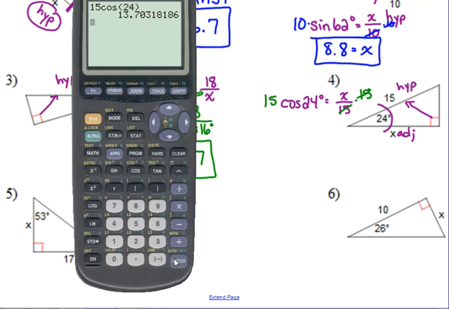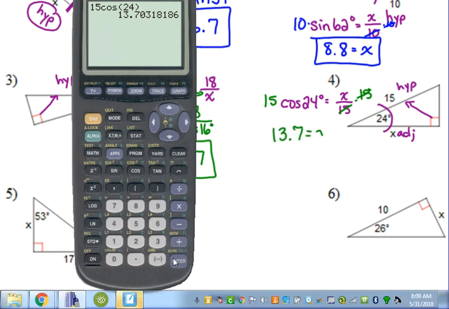15 cosine of 24 is 13.7. It's a leg, so it should be shorter than the hypotenuse, and it is.